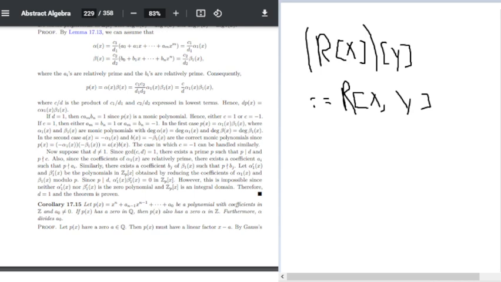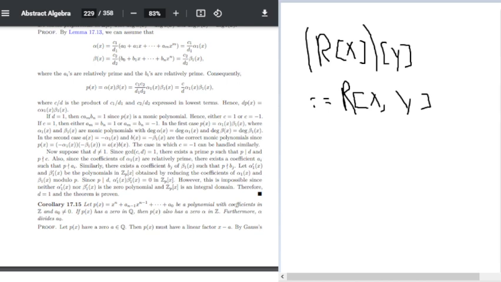If d is equal to 1, then c am bn is equal to 1, since p of x is a monic polynomial. Hence, either c is equal to 1 or c is equal to negative 1. If c is equal to 1, then either am is equal to bn is equal to 1, or am is equal to bn is equal to negative 1. In the first case, p of x is equal to alpha1 of x beta1 of x, where alpha1 of x and beta1 of x are monic polynomials with degree of alpha of x equal to degree of alpha1 of x, and degree of beta of x equal to the degree of beta1 of x.